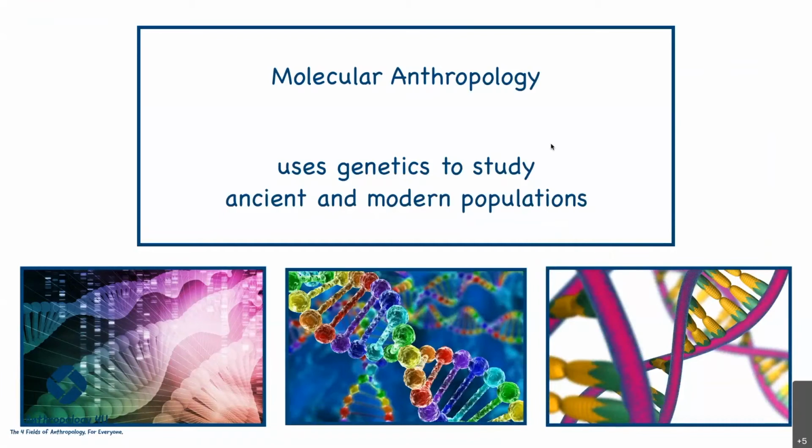And say there is a skeleton and you want to learn more about it genetically. Then you need the subfield of molecular anthropology, which uses genetics to study both ancient and modern populations. It uses DNA to study the evolutionary relationships between humans and other primates, and the relationships between different human populations. For example, DNA from Neanderthal skeletons has been recovered and is being analyzed by molecular anthropologists to learn more about them.